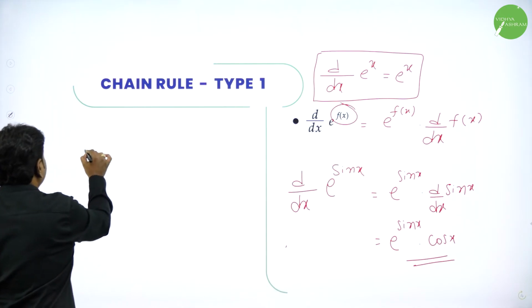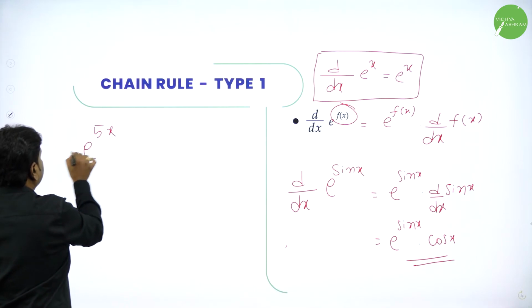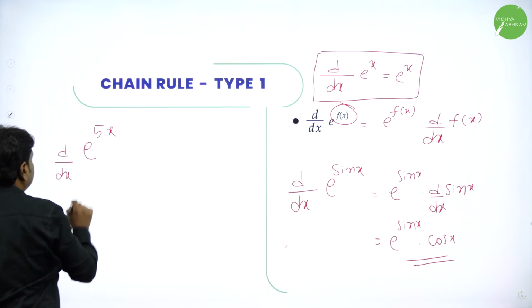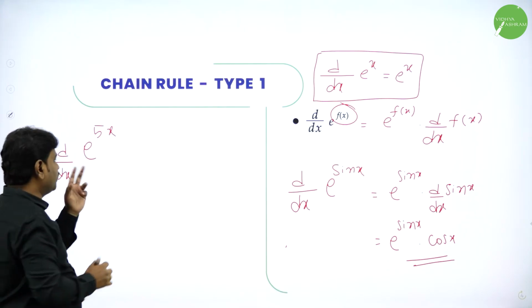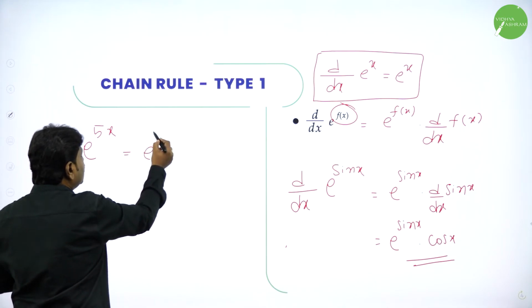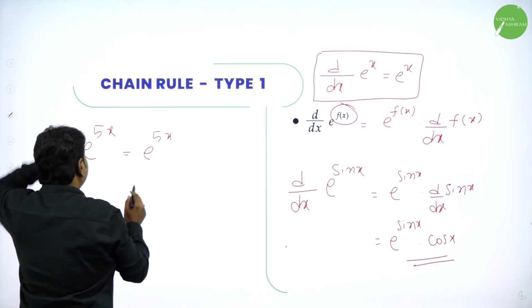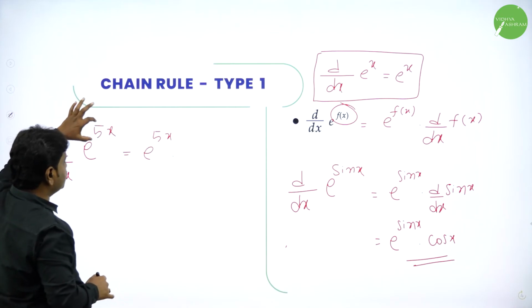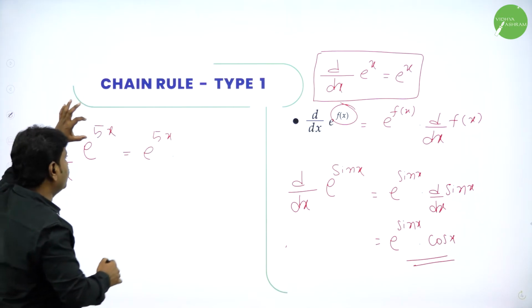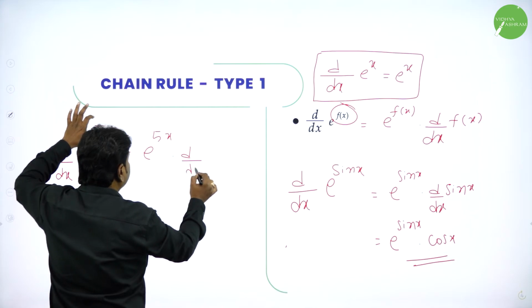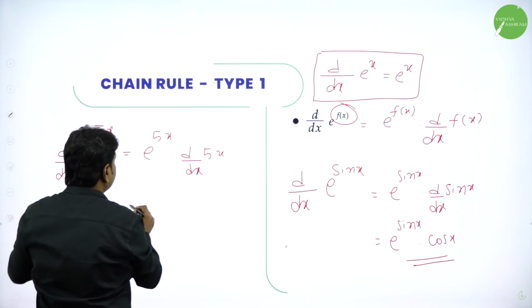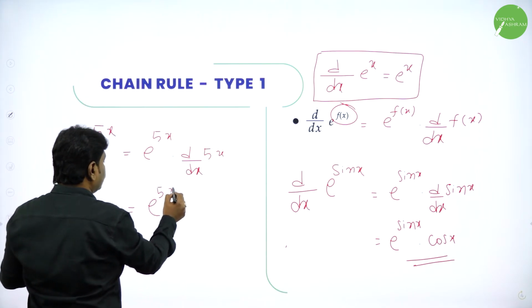Now, if I give e power 5x, what is derivative of e power x? E power x. Derivative of e power 5x is e power 5x. If it is e power x, I will stop it. But instead of x, I have a function of x, I have 5x. So into d by dx of the internal function, that is 5x. So e power 5x into derivative of 5x.